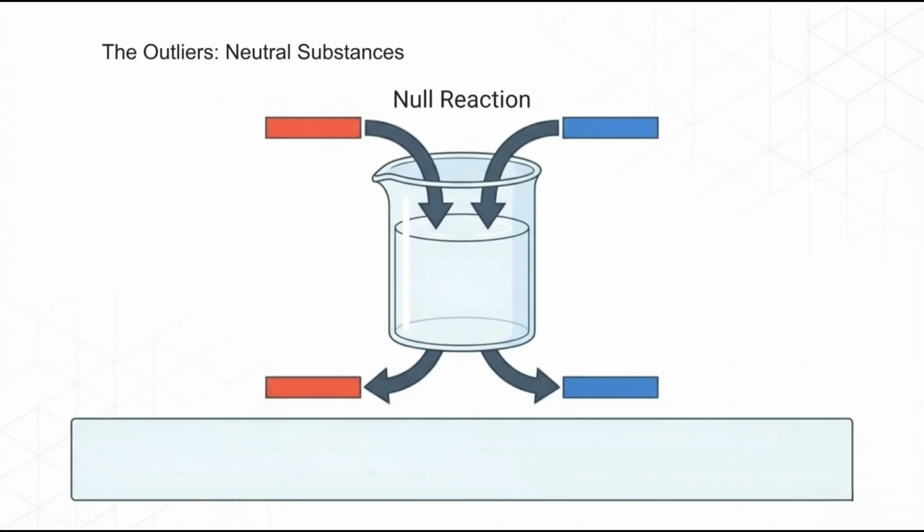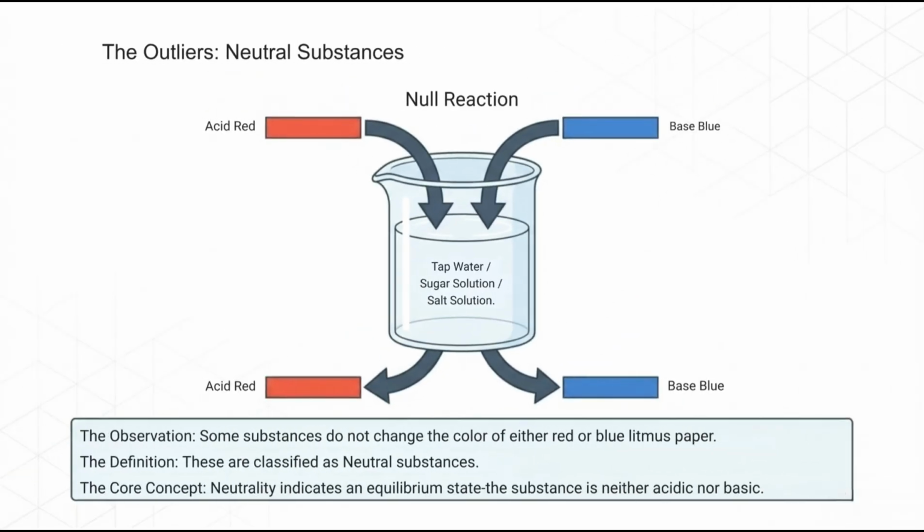What if the paper doesn't change at all? Substances like tap water, sugar solution, or salt solution are neutral. This means they are neither acidic nor basic. Because they lack those reactive properties, they don't affect the color of either red or blue litmus paper.